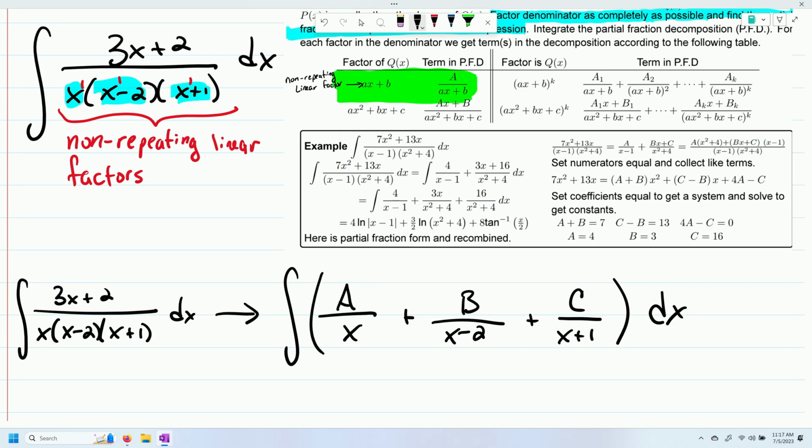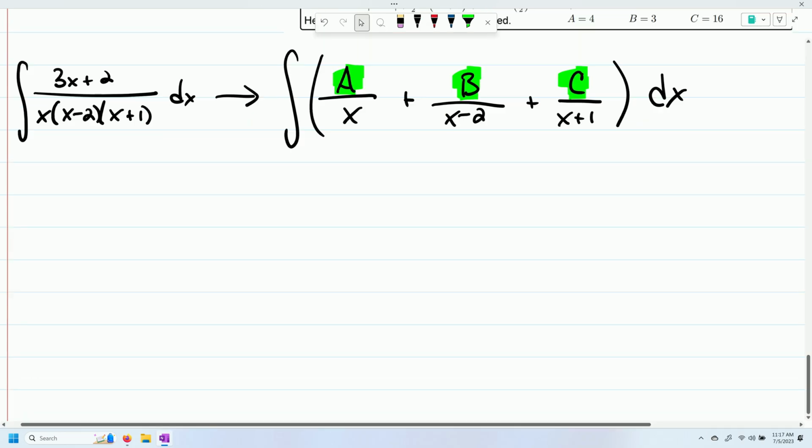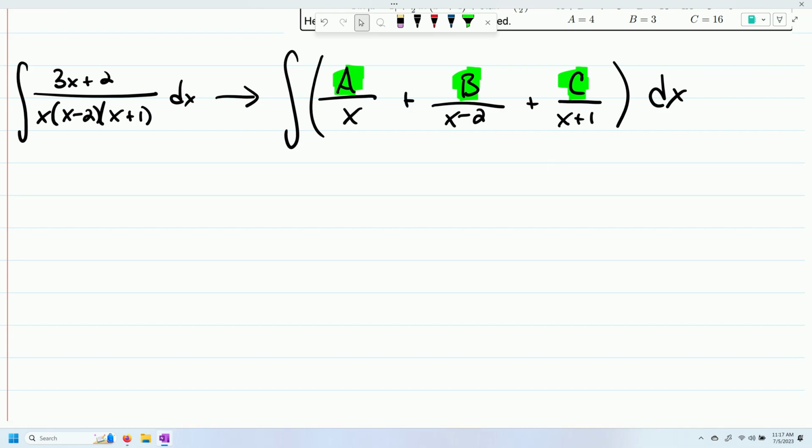So now the big question becomes, okay, how do I find A, B, and C? And to be honest with you, it's very simple. It's just a lot of algebra. So this is how we find those. What we know is this. We know that these two integrals are the same exact integral on the board. In other words, and I'm going to write a big red equal sign, these two things are equal to each other.